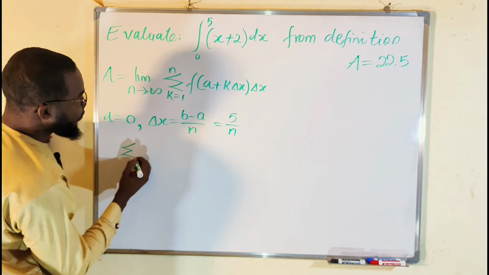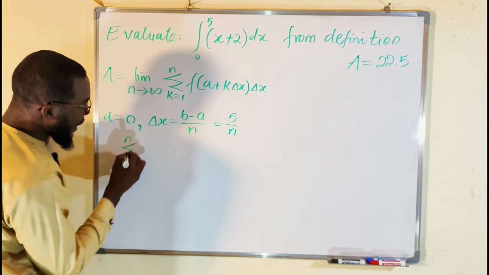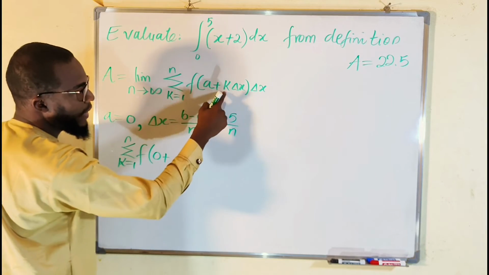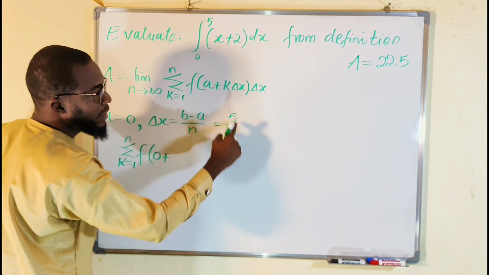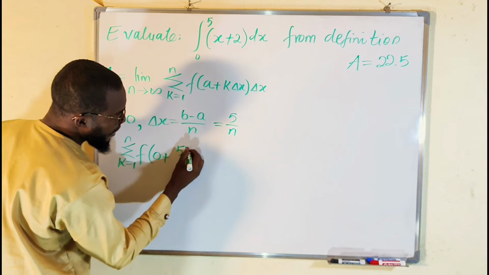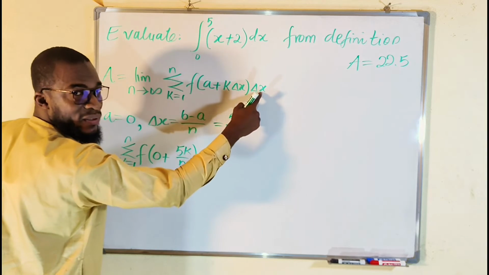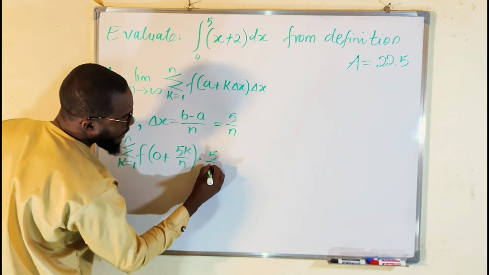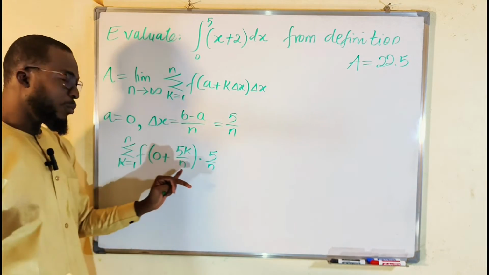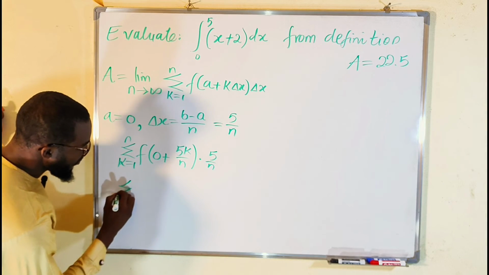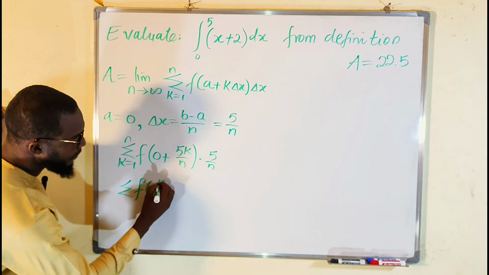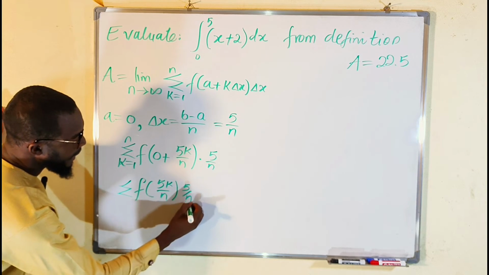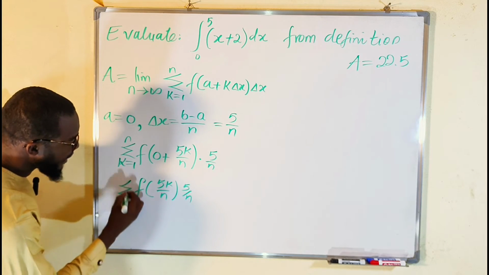So we have the summation, k from 1 to n, of f of a, which is 0, plus k times dx. dx is 5 divided by n, times k. We have 5k divided by n, then times dx, which is still 5 divided by n. Let's further break it down. We know that 0 plus this is still this, so we have the summation of f of 5k divided by n, multiplied by 5 divided by n, from 1 to n.